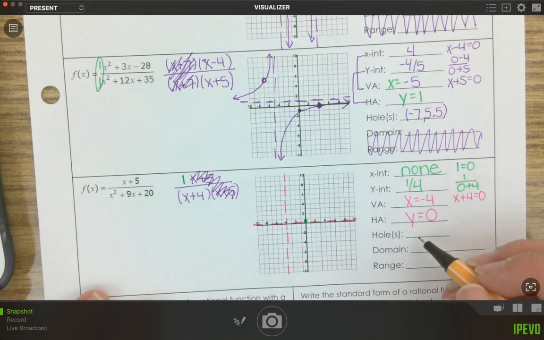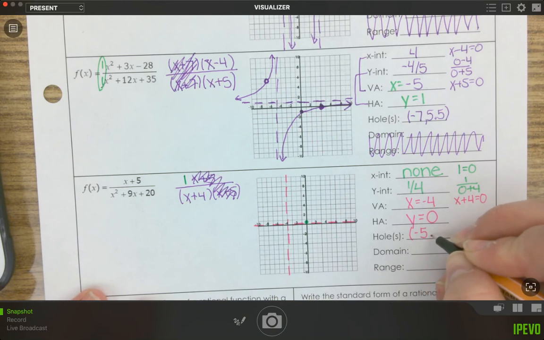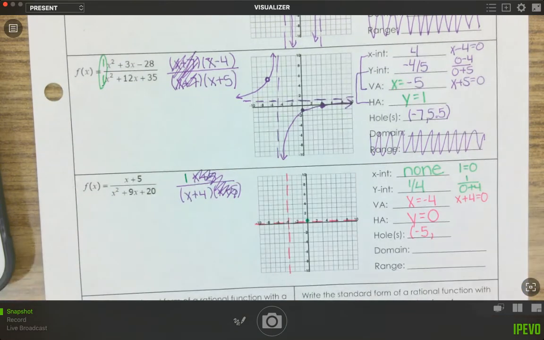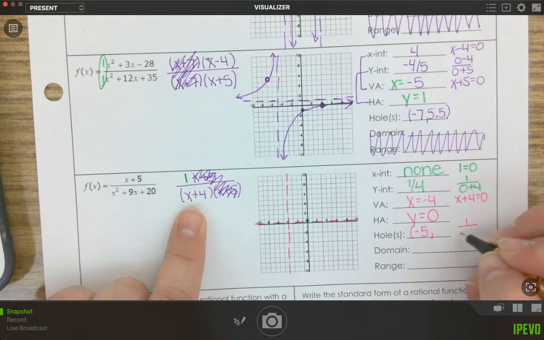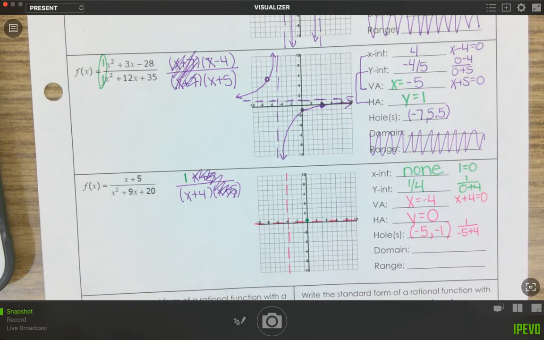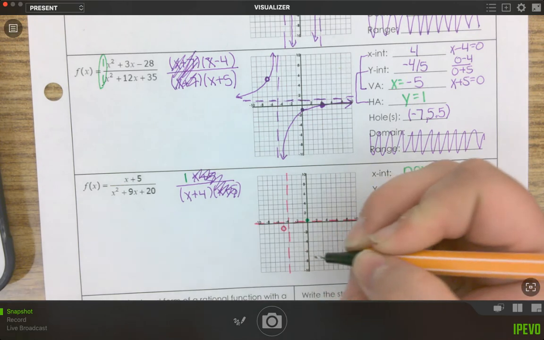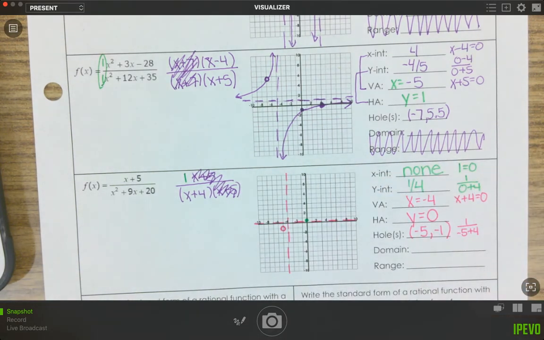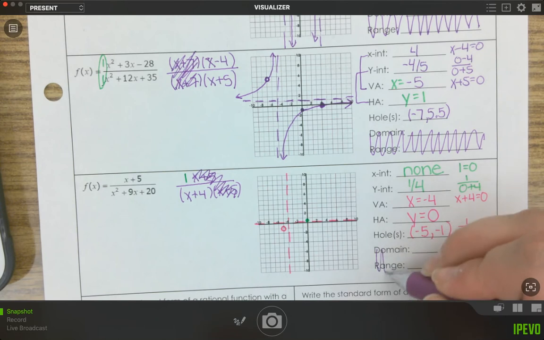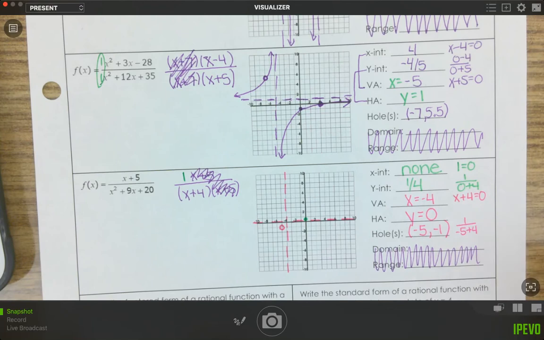And then let's go to our hole. I crossed off an x plus 5, so it's going to be at -5. And then I plug in -5 into the equation. -5 plus 4 is -1, and 1 divided by -1 is -1. So I'm going to go left 5, down 1, and that's where my hole is. Again, we are going to skip domain and range for today. We will talk about it, just not yet.